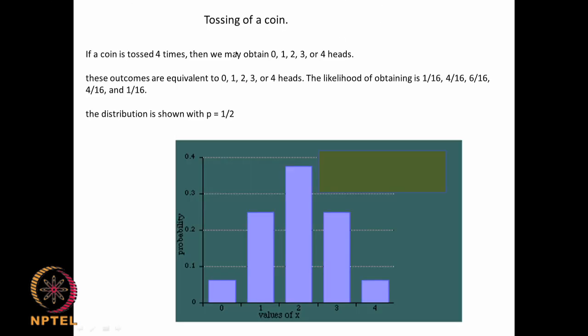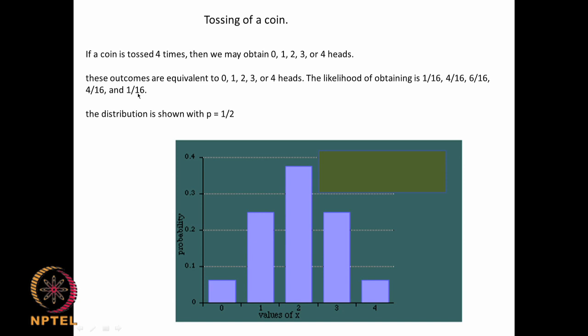So let us look at a simple problem, tossing of a coin. I have a coin, and as you know, I can get either heads or tails, which means equal probability: 50% for heads, 50% for tails. So I toss the coin 4 times. I can get 0 heads, which means all of them become tails. I can get 1 head and 3 tails. I can get 2 heads and 2 tails. I can get 3 heads and 1 tail, or 4 heads and no tail. All these are possible. And the likelihood of getting each one of them is given by this formula: 1 by 16, 4 by 16, 6 by 16, 4 by 16, 1 by 16.